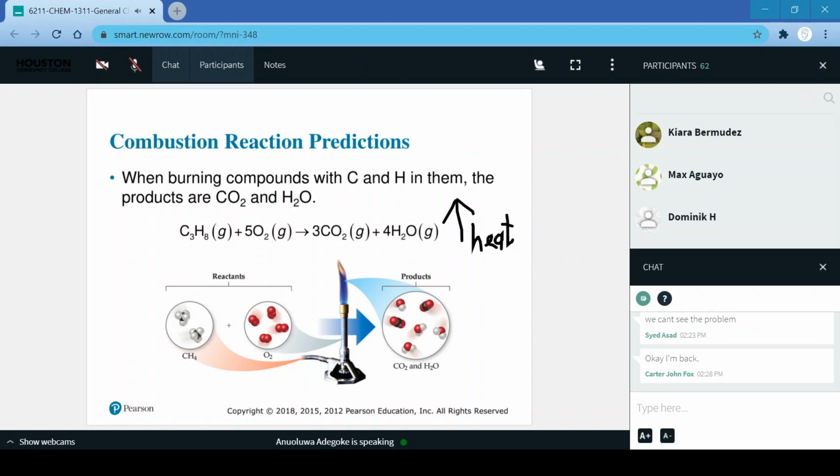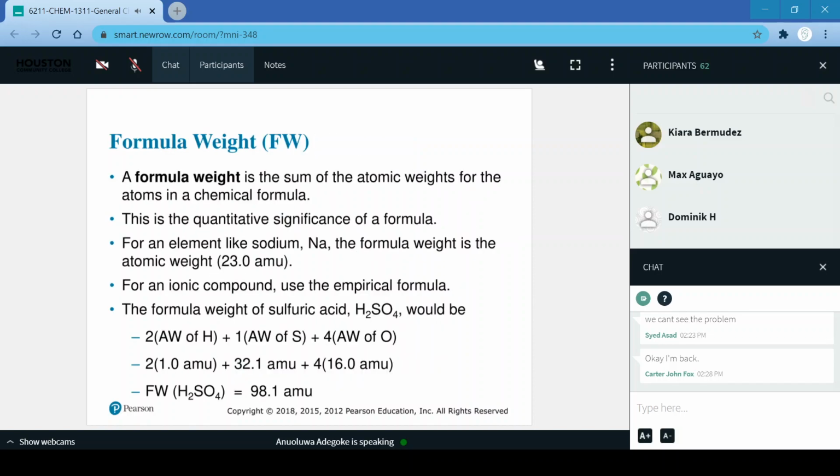So just make sure that you read all these types of reactions, on the PowerPoint and also in the book. All right, so we want to go to formula weight now, and I'm just going to show the periodic table right now.